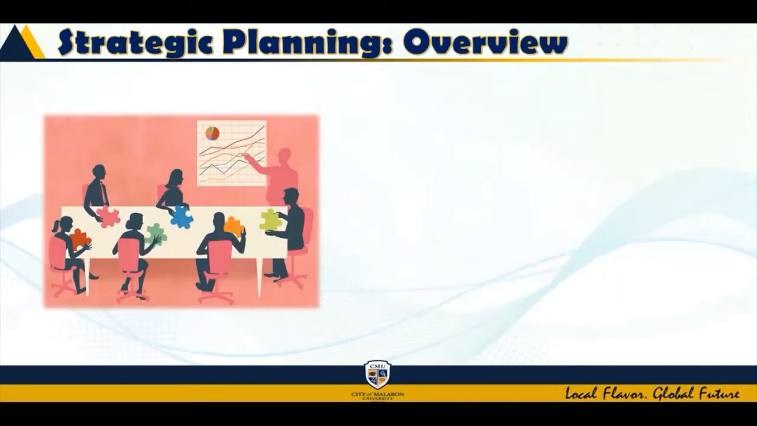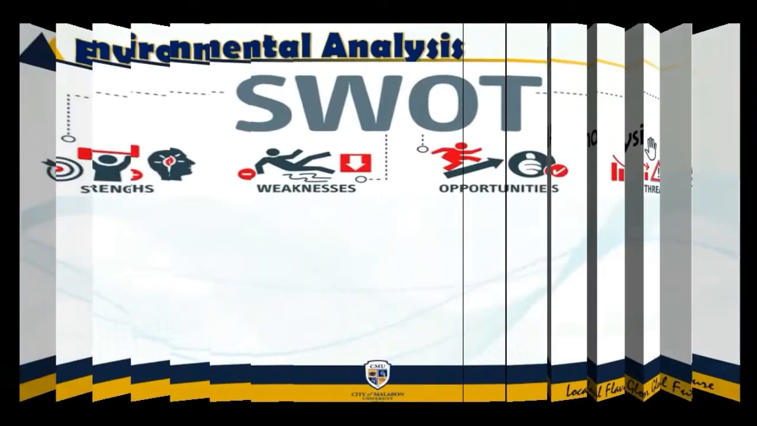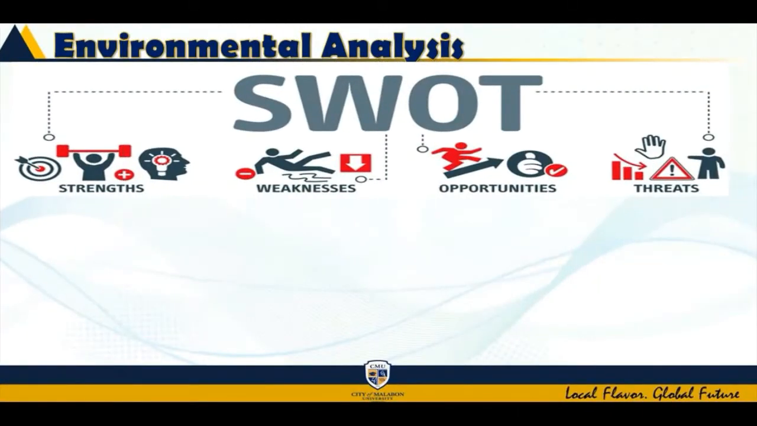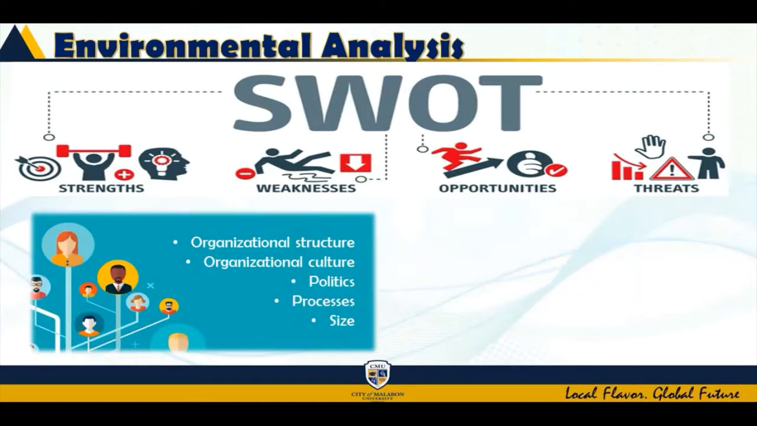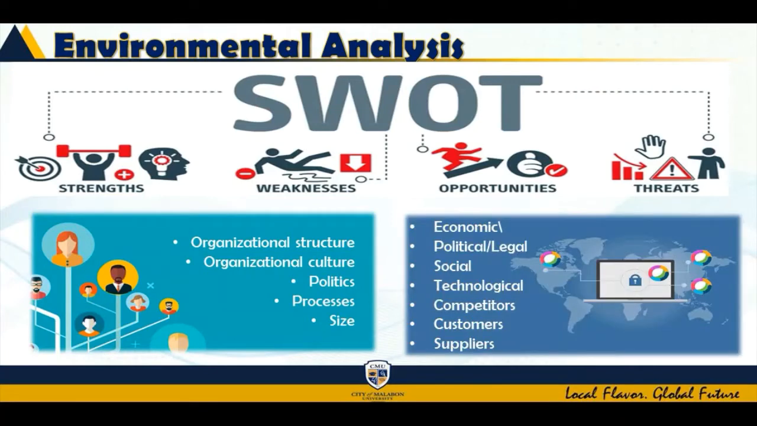Next is strategic planning. So this is the overview. In planning, we need to consider the environmental analysis, the mission, the vision, the goals, and the strategies. First, let's talk about the environmental analysis, which I believe you are very much familiar with, the SWOT analysis. Once we talk about strengths and weaknesses, these are internal. And once we talk about opportunities and threats, these are part of the external.